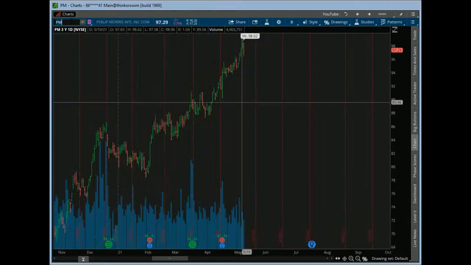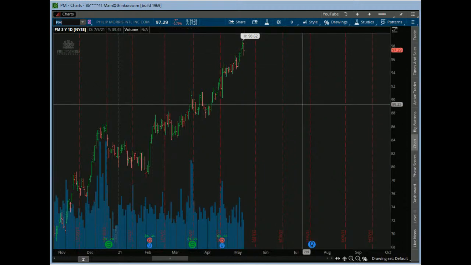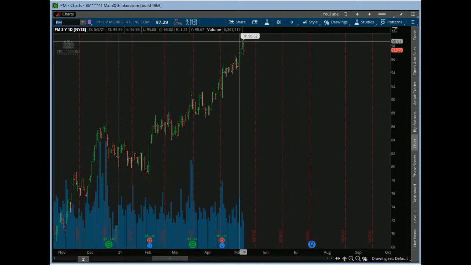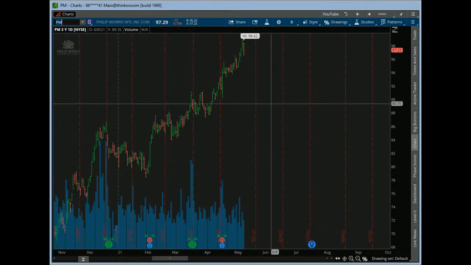And then PM, Philip Morris. Again, a lot of these non-durable goods have been really, really strong recently. So a good push here, kind of a pullback here today. It's a bearish engulfing candle, so definitely something to keep in mind as it is approaching 100. So good stuff there.